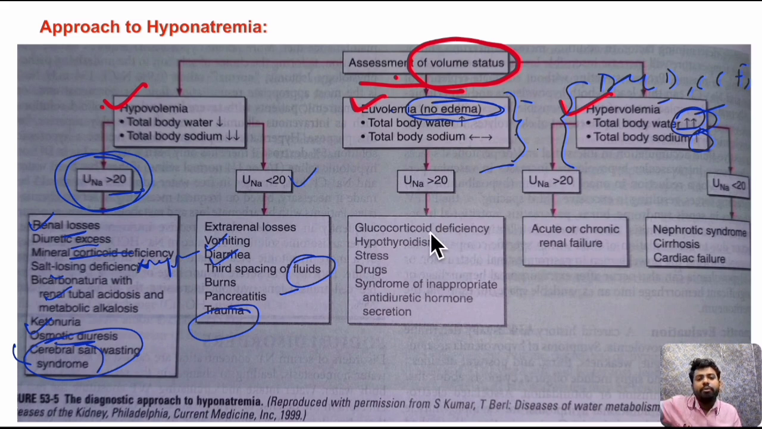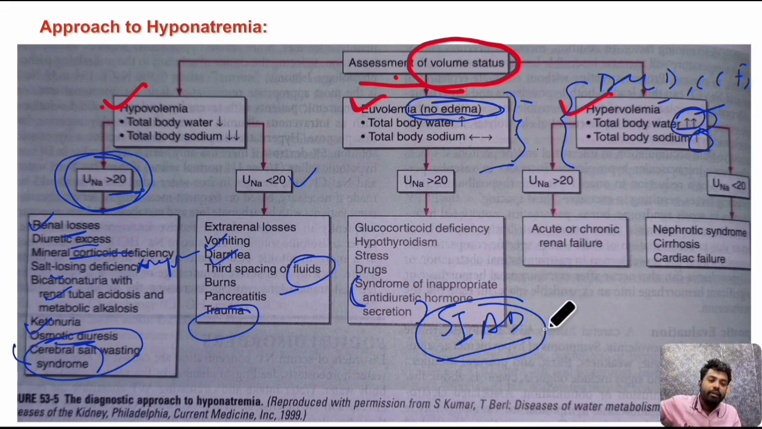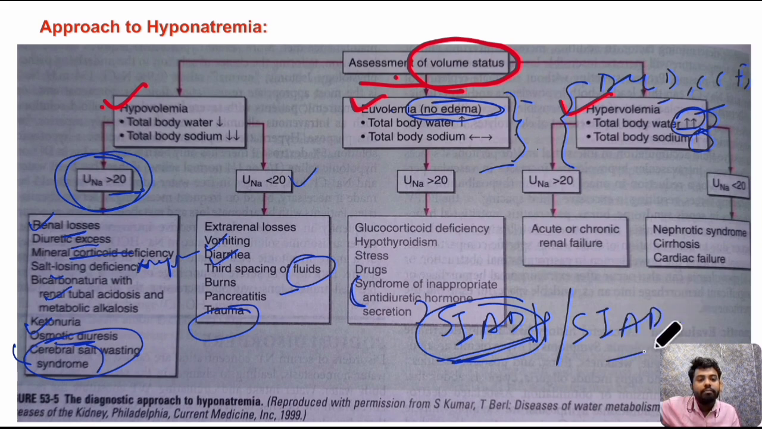In euvolemic hyponatremia, the number one cause is the syndrome of inappropriate antidiuretic hormone secretion. It is better called syndrome of inappropriate antidiuresis rather than antidiuretic hormone, because we'll talk about that later. SIADH or SIAD.